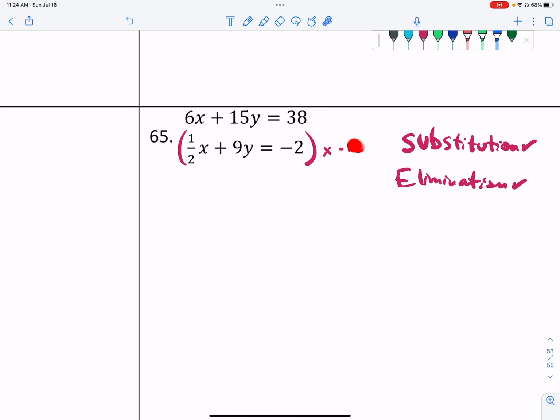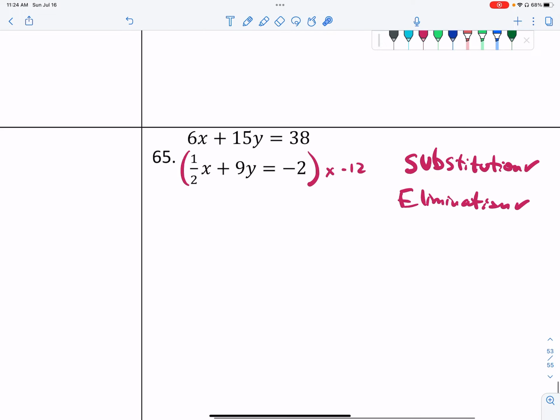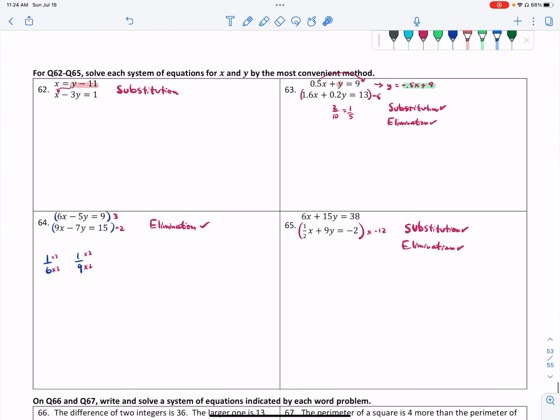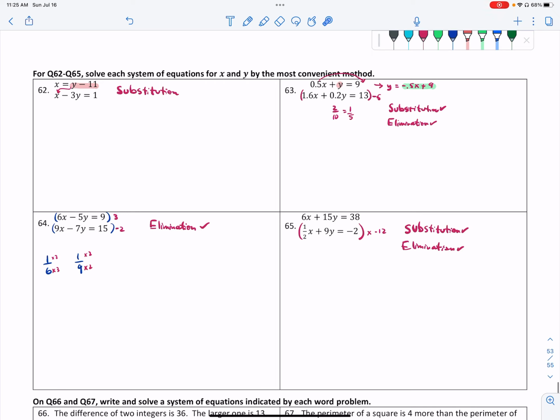However, we're having to multiply this by a larger number, which makes these numbers a little bit bigger, which means it's a little bit more difficult to work. So substitution might be slightly more convenient than the elimination method. So that should wrap up some pro tips on how to solve the system of equations on 62 through 65.